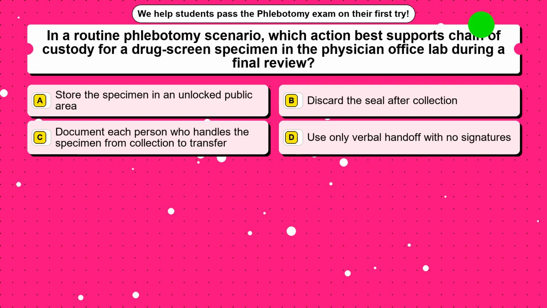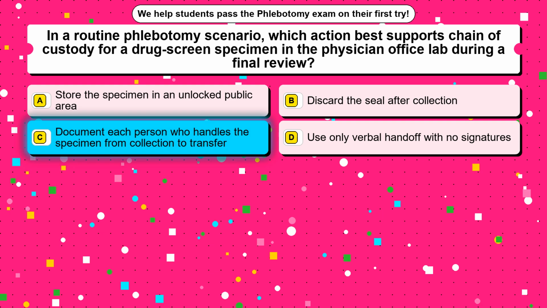Question 74. In a routine phlebotomy scenario, which action best supports chain of custody for a drug screen specimen in the physician office lab during a final review? Option A. Store the specimen in an unlocked public area. Option B. Discard the seal after collection. Option C. Document each person who handles the specimen from collection to transfer. Option D. Use only verbal handoff with no signatures.